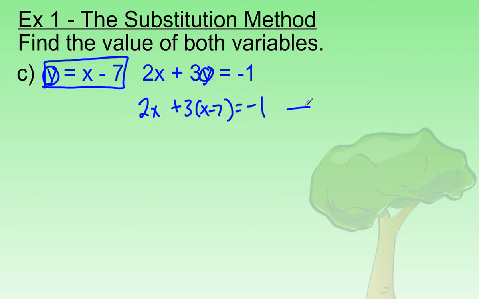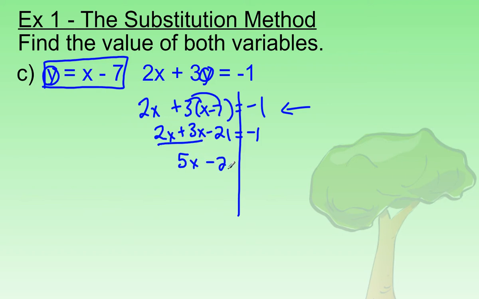I now have an equation with only one variable, and so I solve. Distribute: 3x minus 21. Combine like terms: 5x minus 21. Add 20 to both sides. 5x equals, add 21, my brain was ahead of me. I knew the answer was going to be 20. Divide by 5 on both sides, and x equals 4.